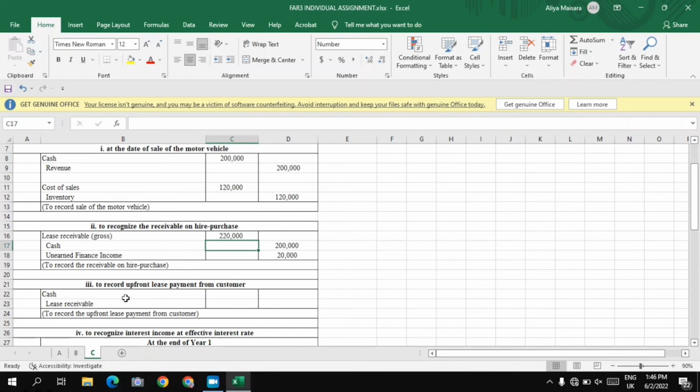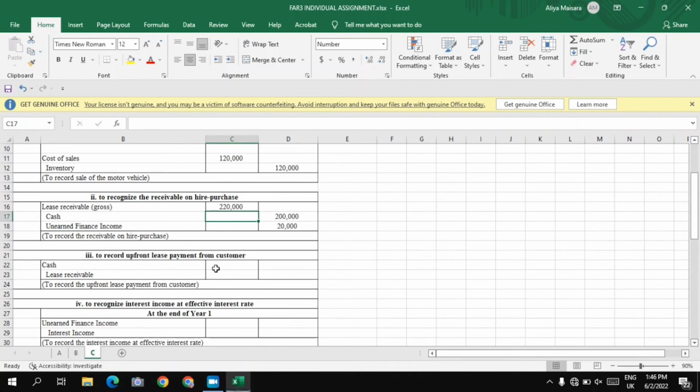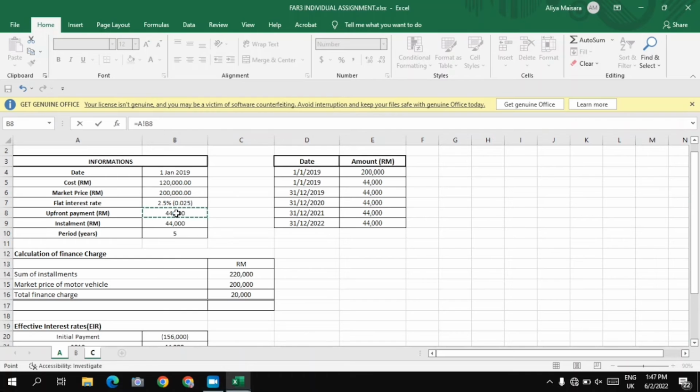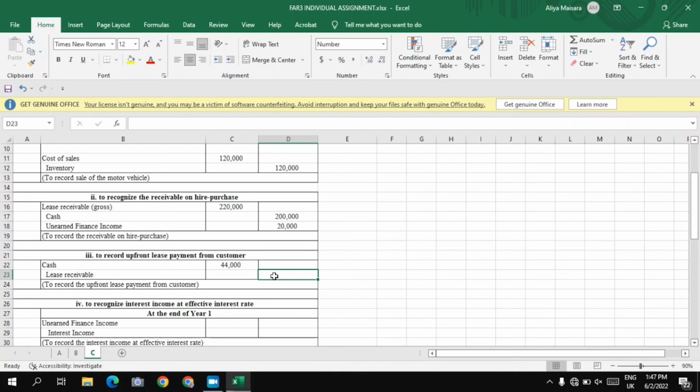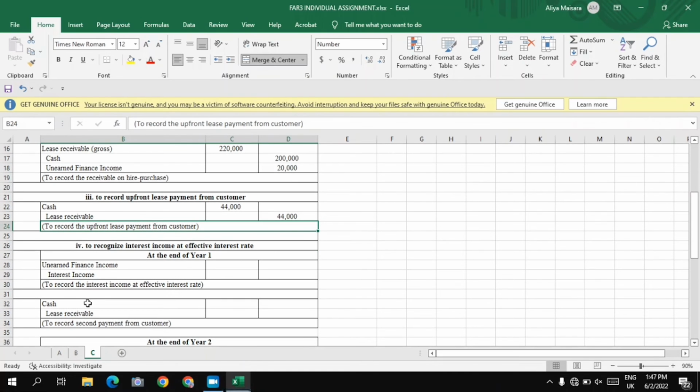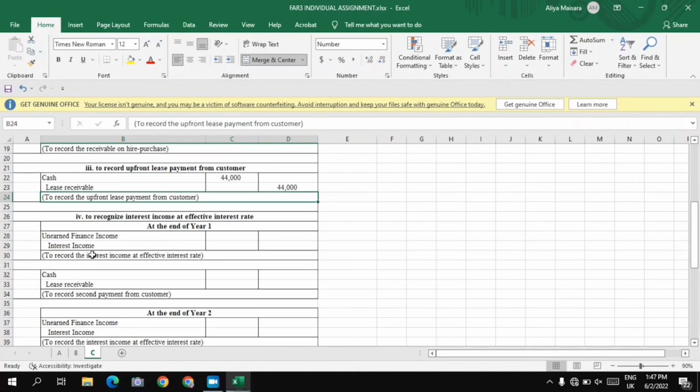The third one is to record upfront payment, lease payment from customer. We will debit cash and credit lease receivable. The cash will be 44,000 ringgit from the upfront payment figure. And the fourth one is to recognize the interest income at the effective interest rate. Firstly, we will debit unearned finance income and credit interest income.